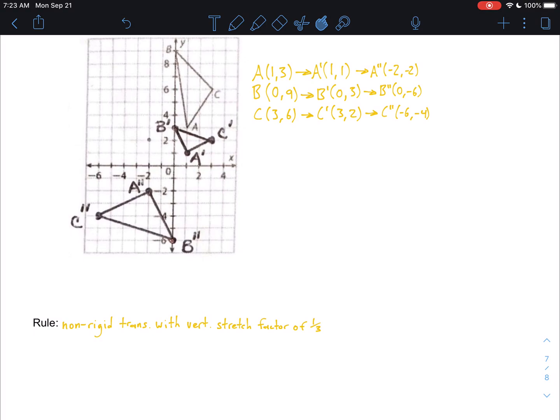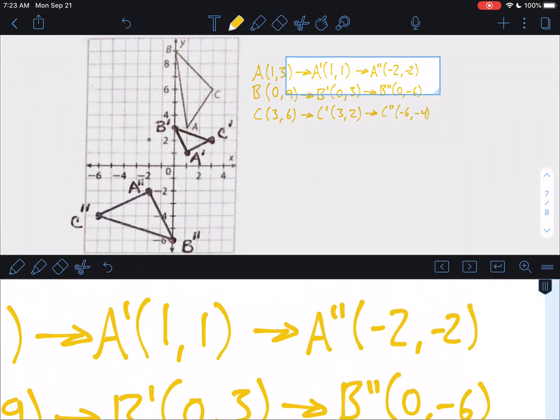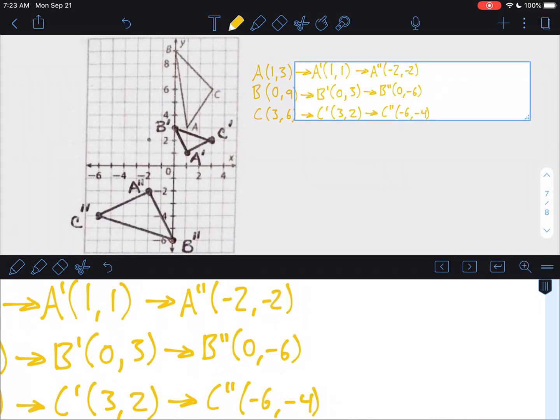So here we can see that our values, like with this A, it's going from (1, 1) to (-2, -2). B is going from (0, 3) to (0, -6). And C is going from (3, 2) to (-6, -4).